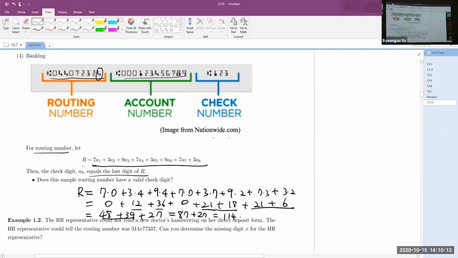So the last digit of 114 is 4. So the check digit should be 4. But in this case, yes, check digit should be 4. So valid because check digit should be 4. Right?